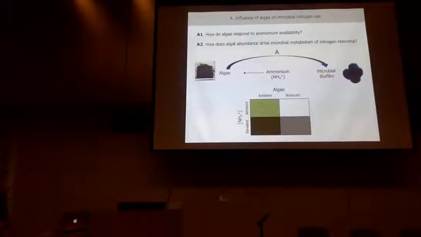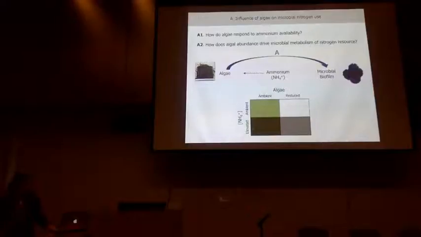So in thinking about this first direction, the influence of algae on microbial nitrogen use, I performed a 2x2 factorial experiment with 2 levels of ammonium and 2 levels of algae. The 2 levels of ammonium will be depicted in the lighter hues versus the darker hues. And the 2 levels of algae, when I have ambient periphyton in this system, is the green hues, and reduced periphyton will be the gray hues, the white and the darker gray.